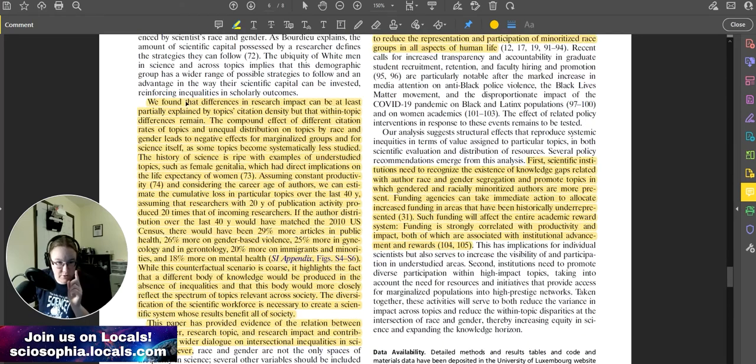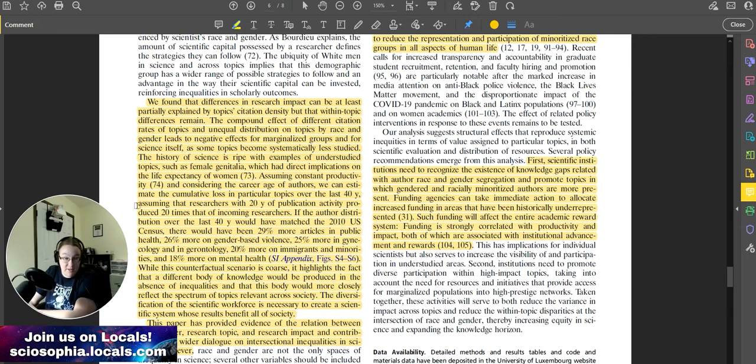Now, this paragraph is interesting. "We found that differences in research impact can be at least partially explained by topic citation density, but that within-topic differences remain. The compound effect of different citation rates of topics and unequal distribution of topics by race and gender leads to negative effects for marginalized groups and for science itself, as some topics become systematically less studied. The history of science is ripe with examples of understudied topics, such as female genitalia, which had direct implications on the life expectancy of women.